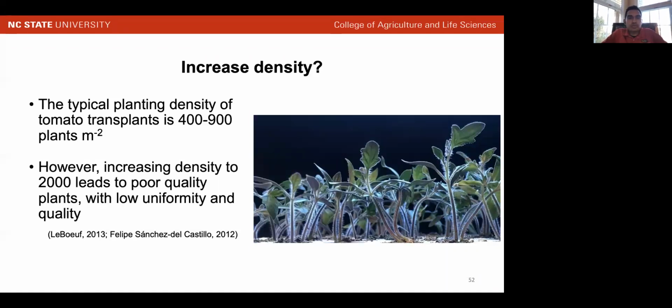So we had the question, why do we want to increase the density of these plants? Typically tomato transplants are grown at around 400 to 900 plants per square meter in a greenhouse or in a high tunnel. What if we double that density to 2,000 plants per square meter? Obviously, if you have worked with plants before, there is going to be less light for double the amount of plants. So you're probably going to end up with lower growth and more difference between plants, less uniformity.